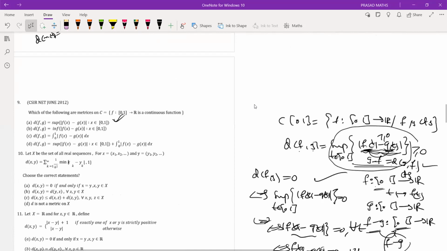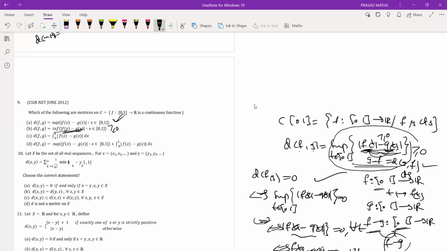Now the second one, come to this. Already I told you f is a continuous function, g is a continuous function, the difference is a continuous function, the modulus is a continuous function on a compact set. Therefore, it is a bounded function. Therefore, the infimum exists. This is non-negative. There is no problem with the first property, right? So what is my second property? Is the second property true?